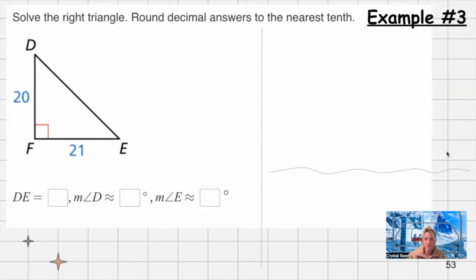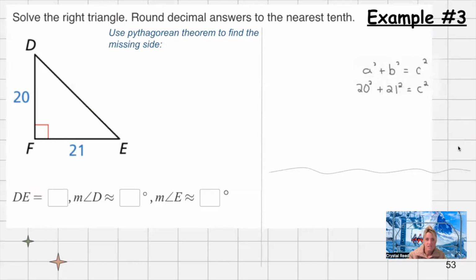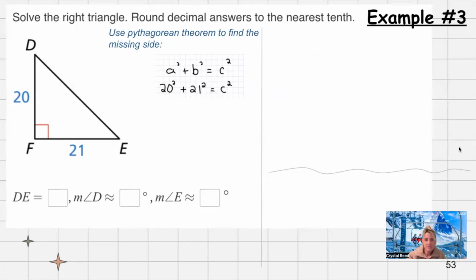All right, solve this triangle. Round decimal answers to the nearest tenth. First up, what do we do? Well, we want to find side length DE. So we're going to just use the Pythagorean Theorem to find side DE because we know 2 sides. Let's find our third side. So a squared plus b squared equals c squared. Plug those in. 21 squared plus 21 squared will equal our c squared.